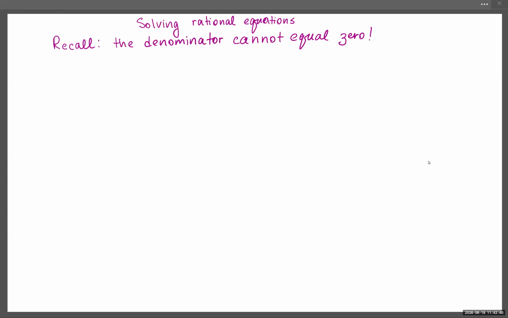In this example, we're solving rational equations. As you get your solutions, please remember that the solution cannot make the denominator 0, so make sure you are checking as you go. Here's the first problem. -2 divided by x plus 5 equals -5.